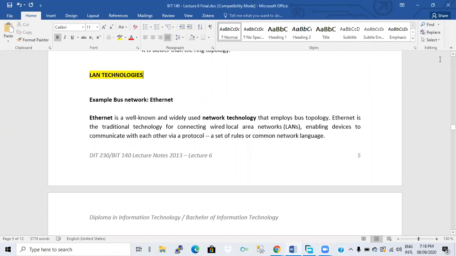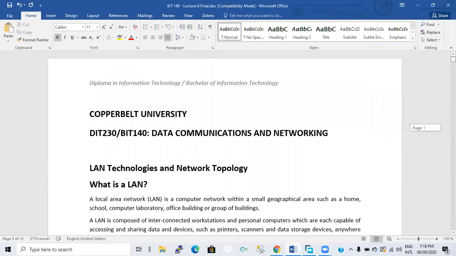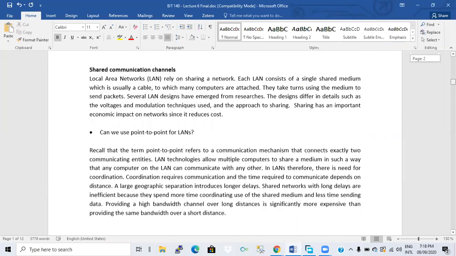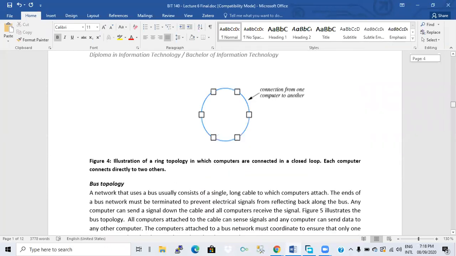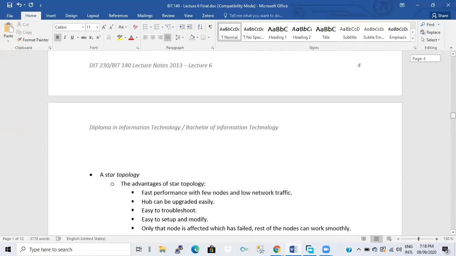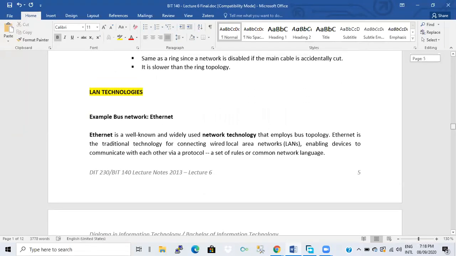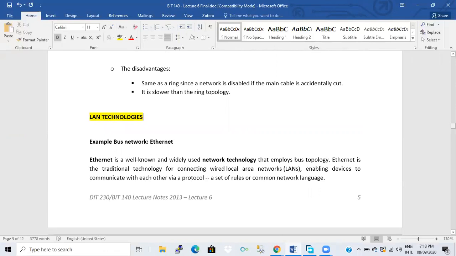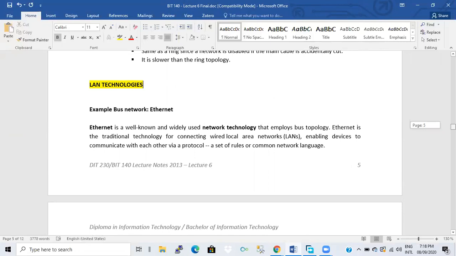Okay, so in the previous video for Unit 6, we started looking at LAN technologies as well as network topologies. And we'll just continue in this part 2 of our video. We looked at the topologies, the ring, the star, as well as the bus topology. So we also looked at the advantages as well as disadvantages. Today we'll continue. We'll start from LAN technologies and what they are.